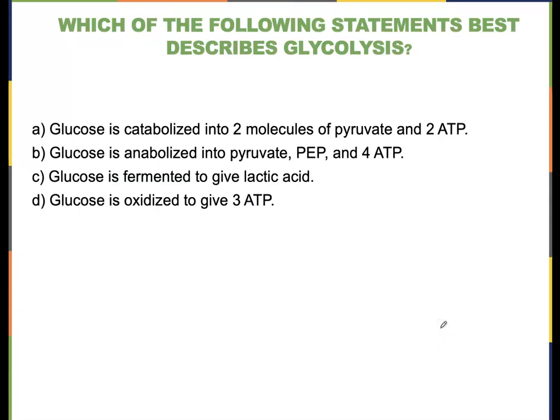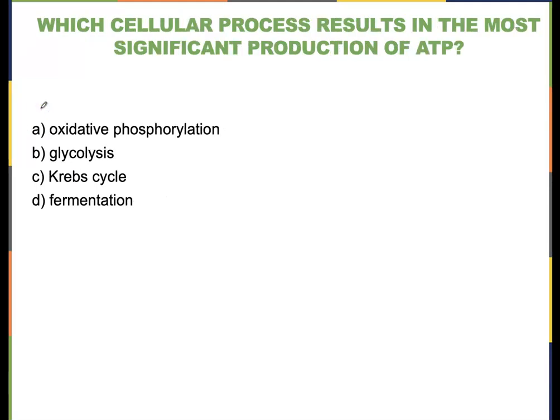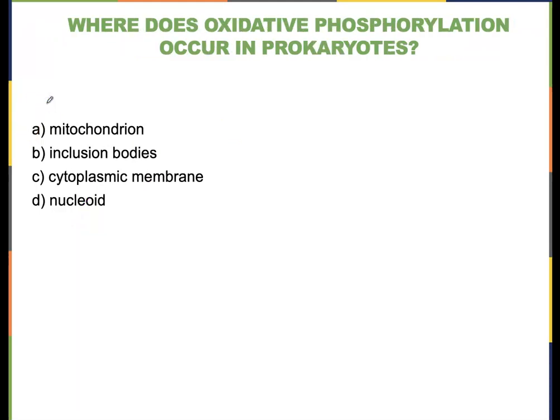All right, some questions before we leave this section. Which of the following statements best describes glycolysis? If you look at it, it should be answer A. Which cellular process results in the most significant production of ATP? We saw that glycolysis made 2, the Krebs cycle made 2, and we haven't even talked about fermentation yet, but I will say fermentation makes 2. And oxidative phosphorylation makes 34. So obviously, this is the best way to make ATP. It's the most efficient way.